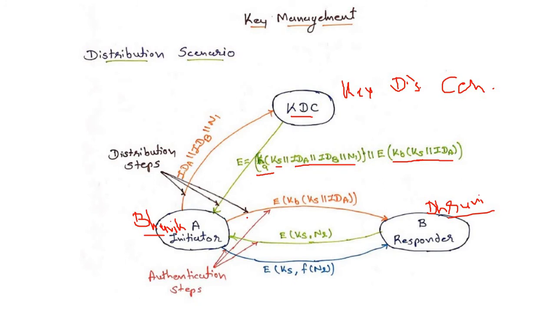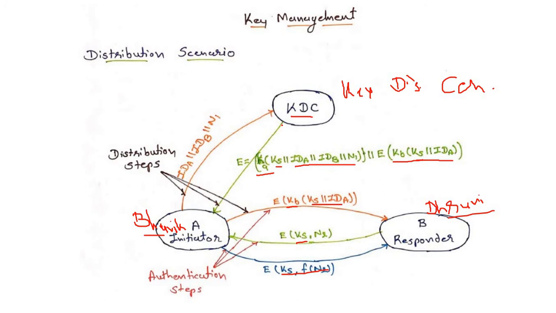Get it? So first, the initiator will send one master key for B and one session key for the particular sender with the identification of themselves. And again the responder will respond by using the session key. The session key is for the particular session, and this thing is a master key. Get it? So whenever a session is established, after that the initiator and responder can communicate with each other by using that particular session key. So these three are the authentication steps, and these three are the distribution steps.